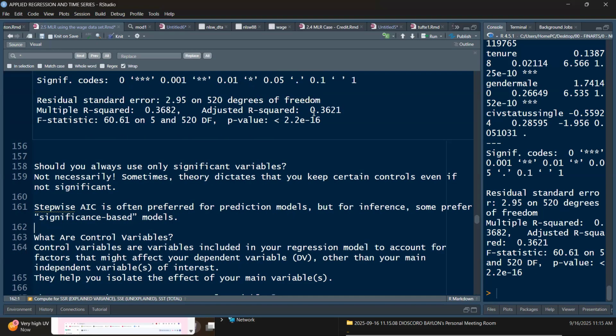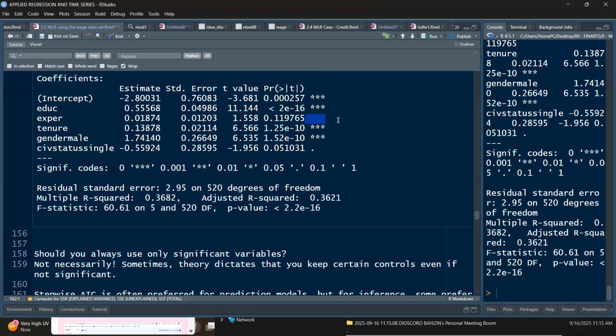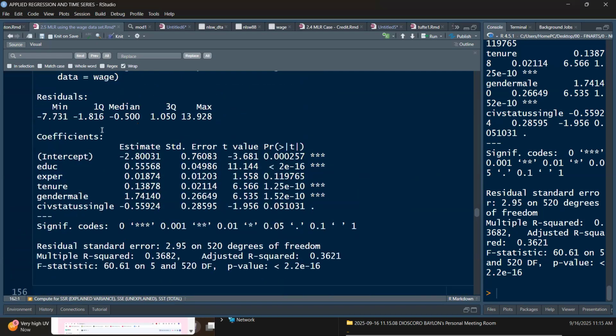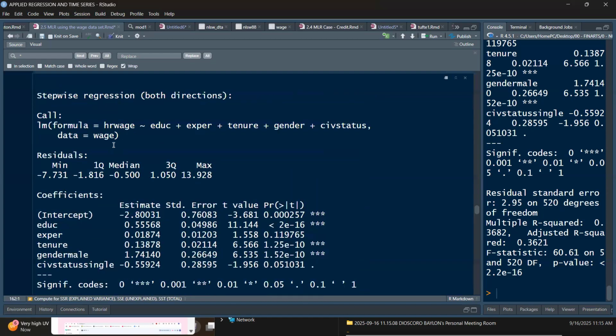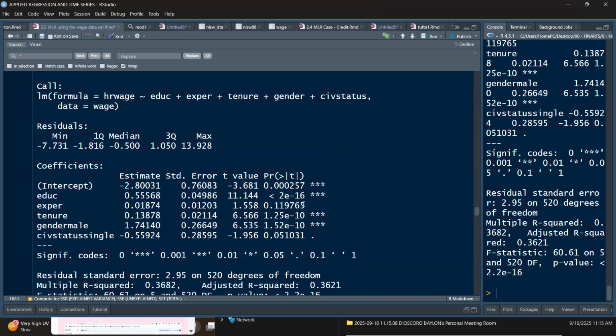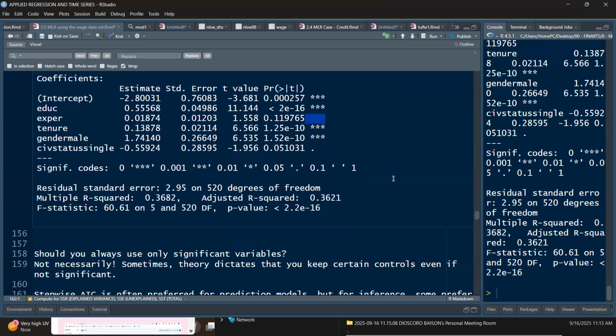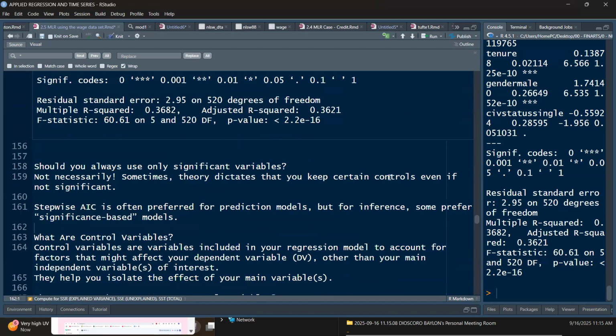Now, you will have a problem if experience is a control variable. What do you mean by control variable? It means that studies have established that experience is related to hourly wage. But it's not only related to hourly wage, it's also related to education. So this is a case where experience is related both to your dependent variable and your independent variable. And if you remove experience, you'll have what we call an omitted variable bias.